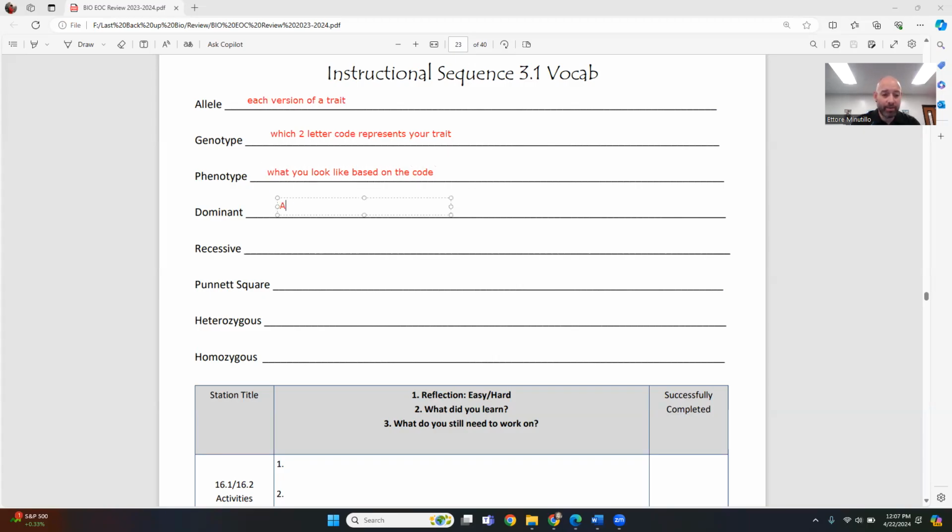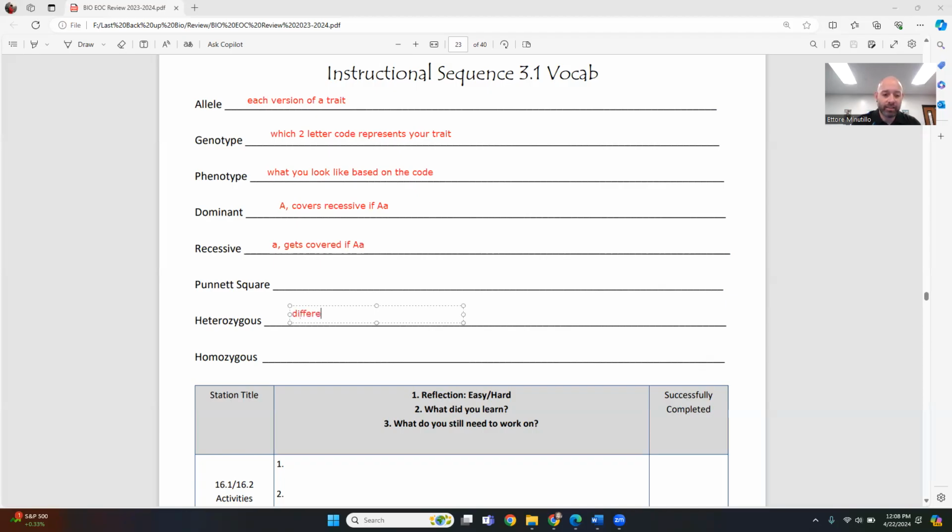Dominant, capital letters, covers recessive if heterozygous. Recessive, lowercase letters, gets covered if heterozygous. Punnett square, you guys know those are our four-box windows that we use to test things.